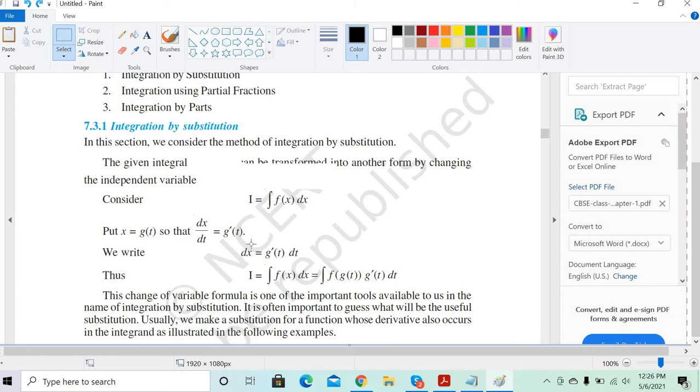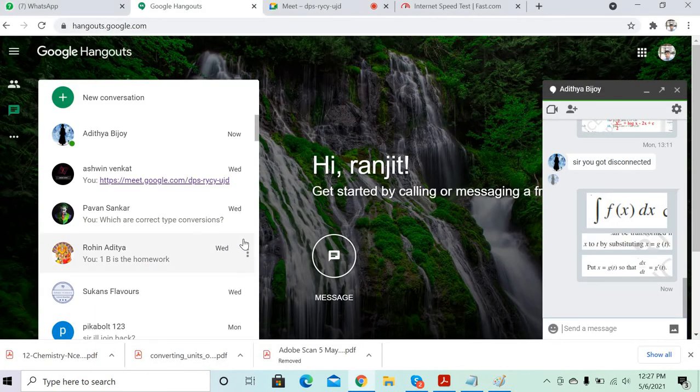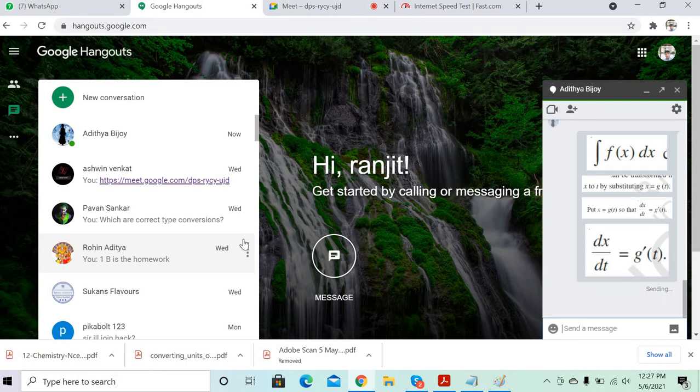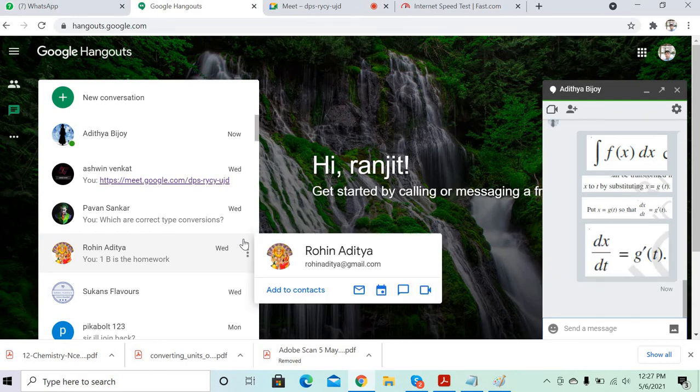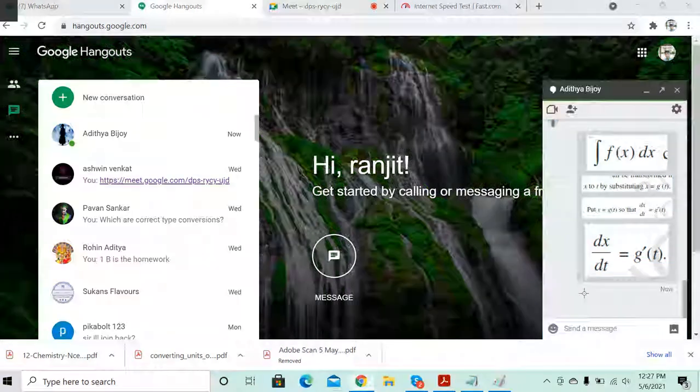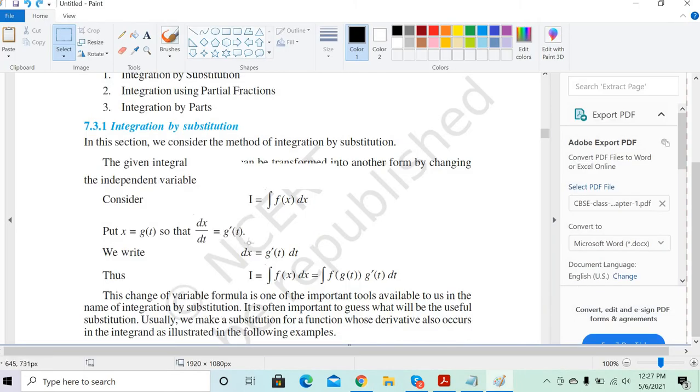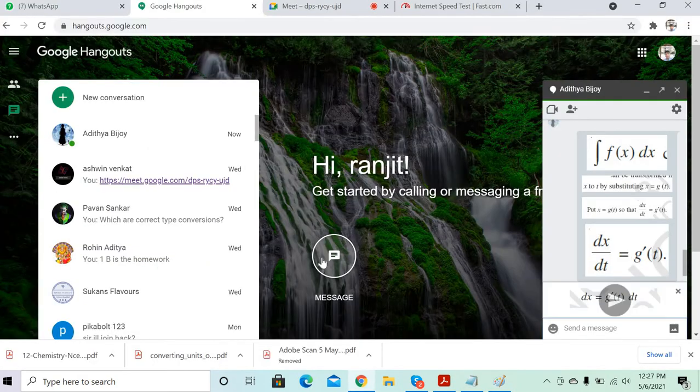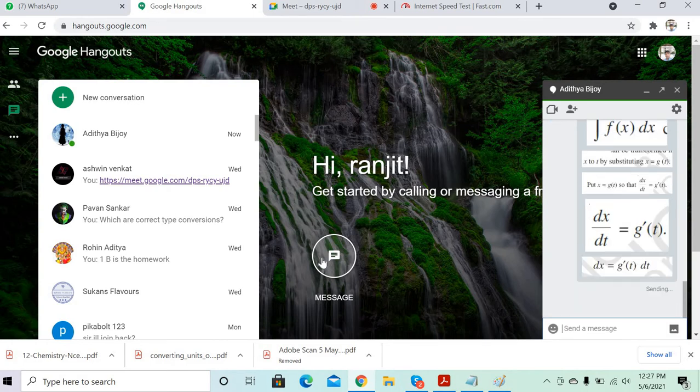When we differentiate x on both sides with respect to t, we get dx by dt is equal to g dash of t. Clear? Yes, sir. Now let's cross multiply. So dx will be equal to g dash t into dt. Correct? When we cross multiply it, what will it become? dx is equal to g dash t into dt, isn't it? Yeah. Excellent.